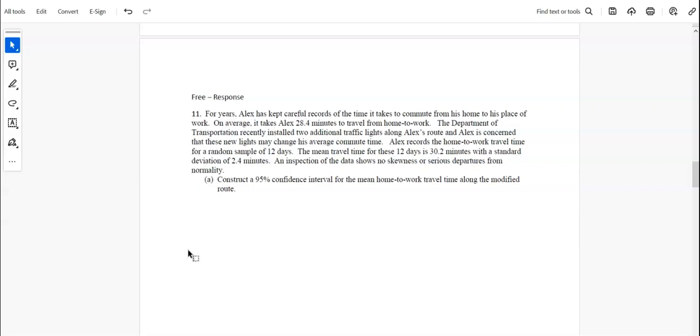Okay. So let's start with what is mu? So this is Alex's true mean home to work commute time along the route. The confidence level you need to put on there, I just write that one. Confidence level is 0.95. So when you plan, you say, what type of test is this? This is a one sample T interval for means.